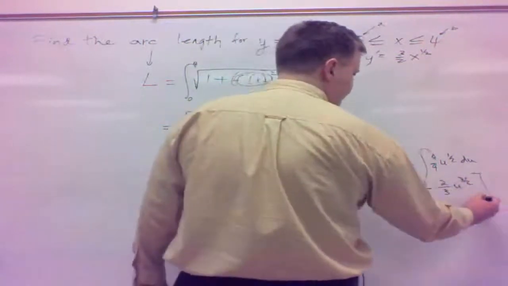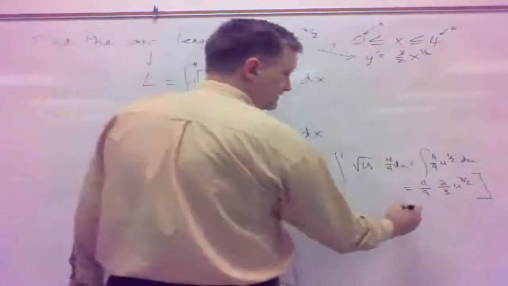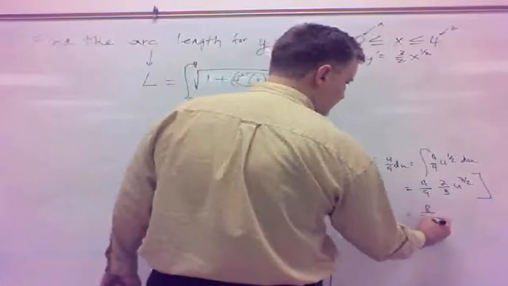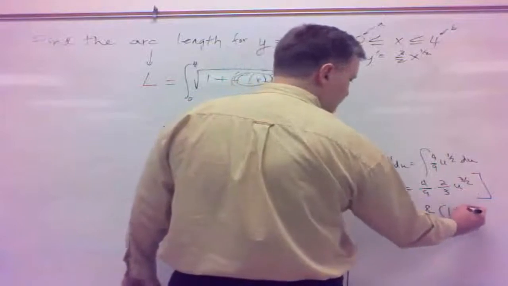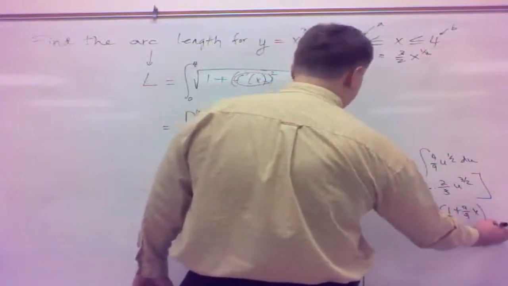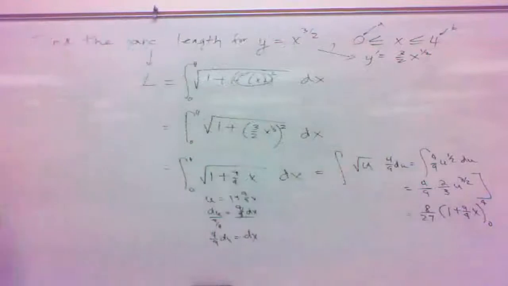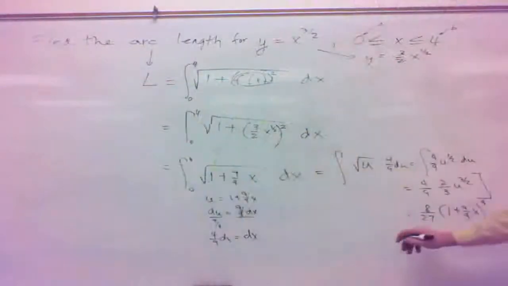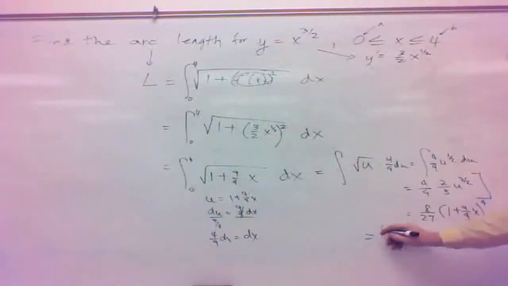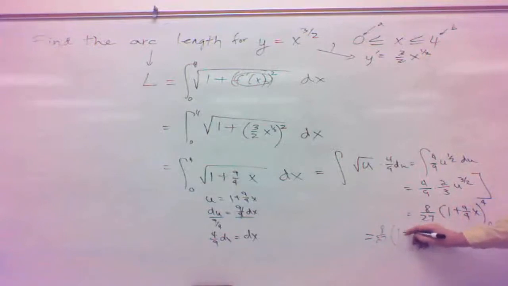Now again, this is a definite integral, 0 to 4, so go back to the x's. It'll be 8/27. Go back to u as x's of 1 plus 9/4 x, and then we'll go 0 to 4. Works out pretty well, especially the 4 part. So if I plug in 4 there, what do I get? 8/27 times 1 plus 9/4 times 4, and then minus 8/27.